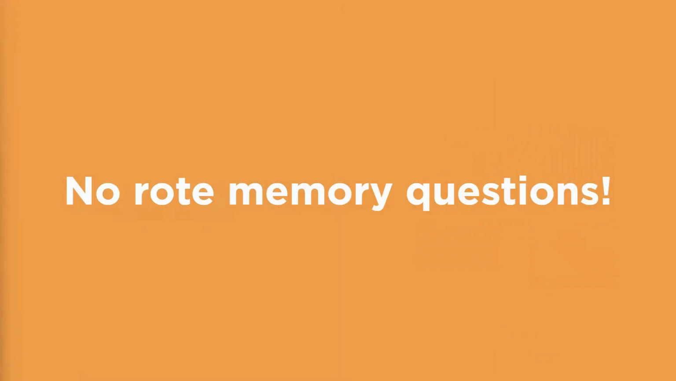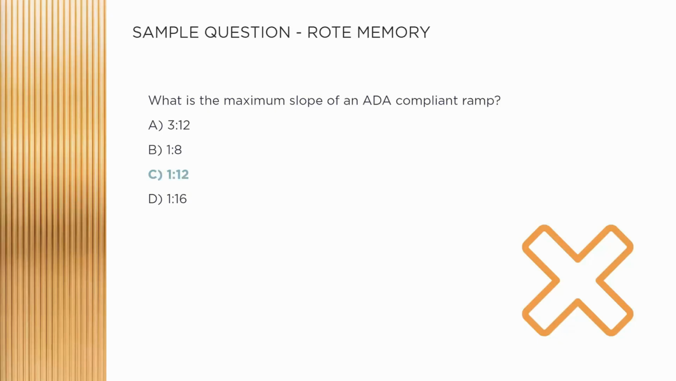It is of paramount importance to note that versus previous versions of this exam, this one has no rote memory questions, none whatsoever. All the questions are going to take understanding and application, and analysis and evaluation in order to complete and find the correct answer. Here's an example of a very simplified version of a rote memory question. What is the maximum slope of an ADA compliant ramp? You know the answer is 1 to 12, you answer the question.